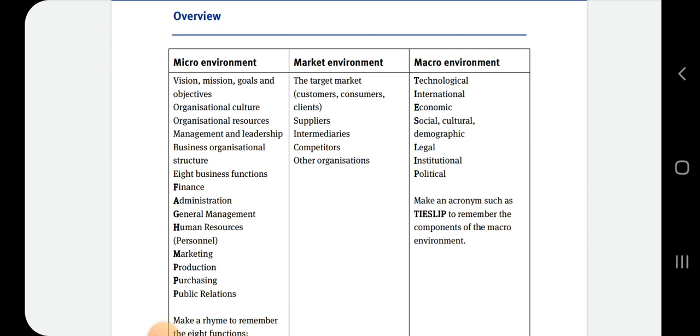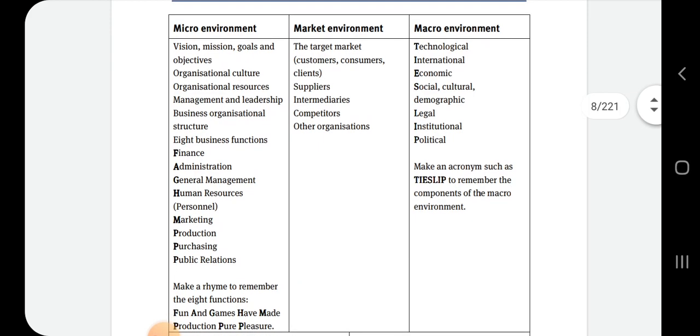And then we have the macro environment, which we will be doing later. We have the technological environment, international environment, economic environment, social, cultural and demographic environment, legal and institutional environment, and then the political environment. So make an acronym such as TIE-SLEEP to remember the components of the macro environment. For you to remember the 8 business functions, I said fun and games have made production pure pleasure. That's how you can remember the 8 business functions. So making yourself some acronyms will help you remember everything all the time.